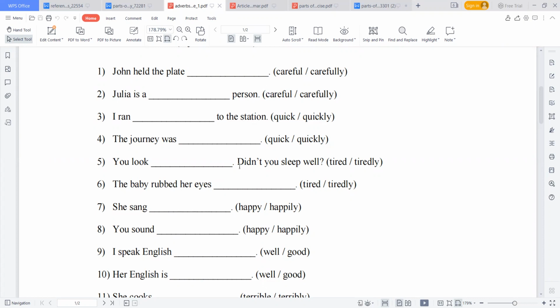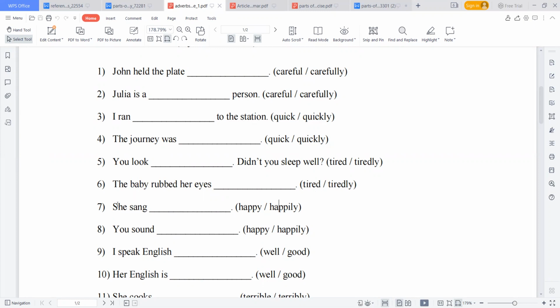Okay. Next, the baby rubbed her eyes. Now, how she rubbed her eyes? So rubbed is the word focused on. That means tiredly. She rubbed her eyes tiredly.